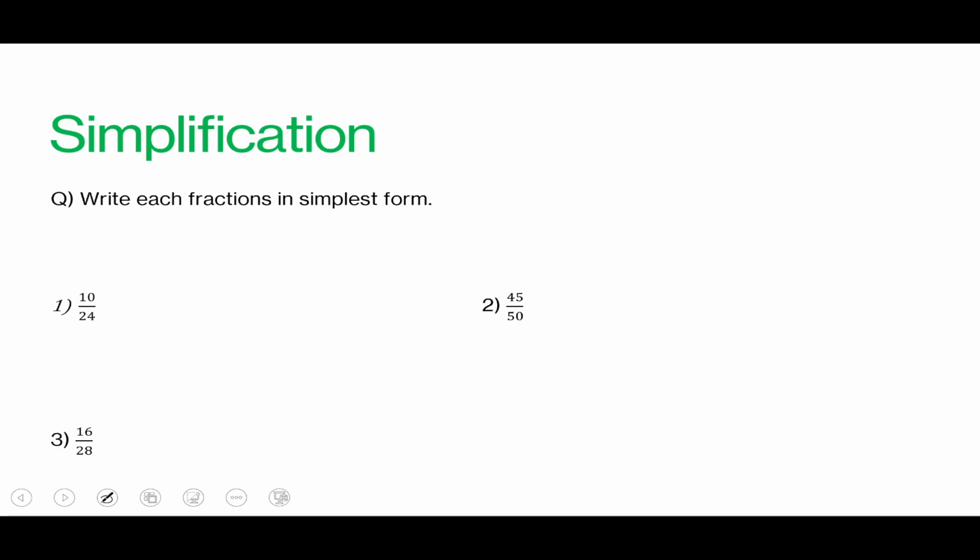Now let's go to another topic, which is simplify or simplification. It's a very important subject. Simplification means if we have, let's say, this fraction 10 over 24, how can we make it simpler? Let's say the question says write each fraction in simplest form. How can you write the fraction in simplest form? There are two ways: GCF or divisibility rules. When are we going to use the divisibility rules? If it is a big fraction, a big number, it's going to be easy if we use the divisibility rules.